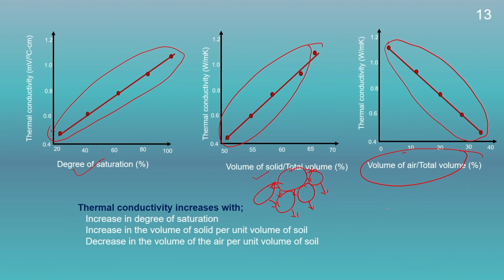So, here we could see that with the increase in the solid content as well as water, the thermal conductivity will increase, or this will be directly proportional to K, and with increase in the air, it will be inversely proportional to K. That means with increase in the solid particles and water, the thermal conductivity will increase. With increase in the air content, the thermal conductivity will decrease.